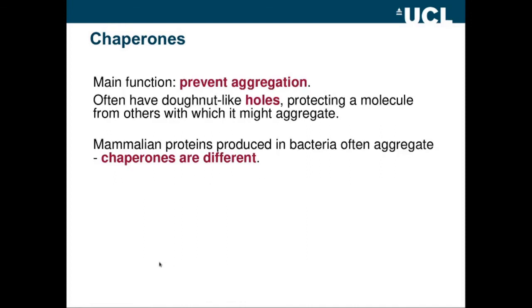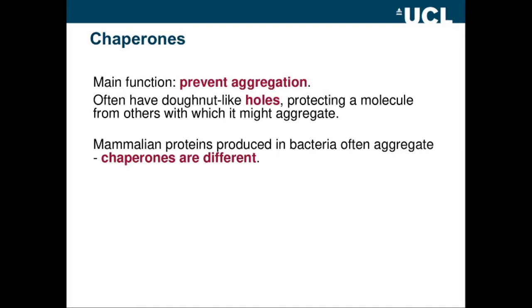The main function of chaperones is to prevent aggregation. So remember, when the protein is unfolded, there are significant hydrophobic regions that are going to pack inside. And if those are exposed, as we saw on that flow chart at the beginning of how proteins can aggregate, then these unfolded proteins are likely to aggregate. So by trapping them in a hole, and these chaperones often have donut-like holes, you protect the molecule from others with which it might aggregate.